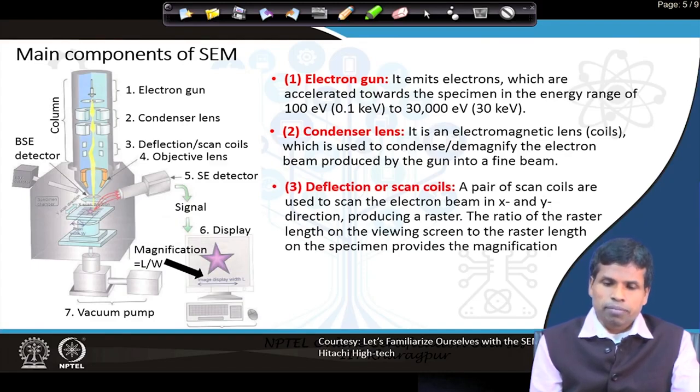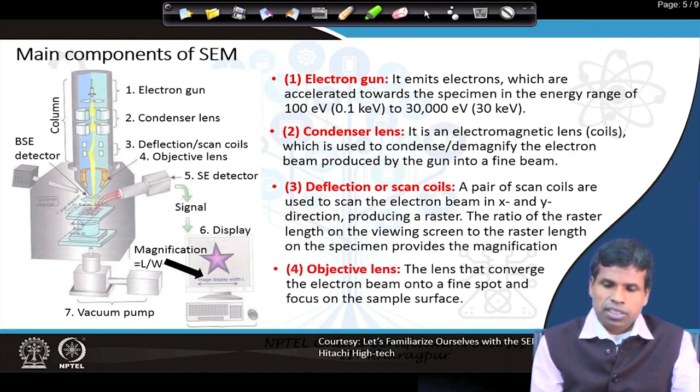After that, we have deflection coils, a pair of coils that is used to scan the electron beam in the XY direction. It will produce a type of raster, and the ratio of the length of the raster on the viewing screen to that on the specimen is nothing but the magnification. After the deflection or scan coils, we have the objective lens. This is the final lens in the column, and the objective lens will not only converge the electron beam onto the specimen, but also focus it on the specimen.